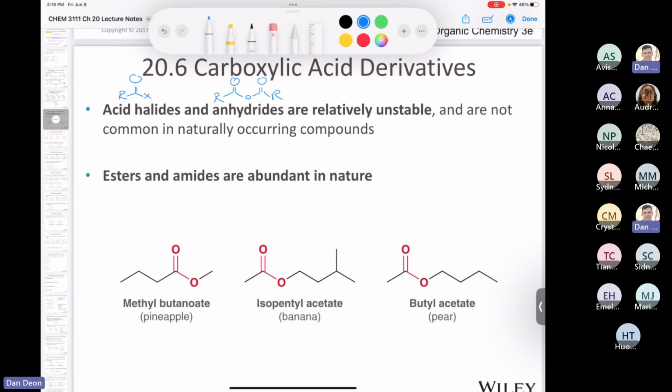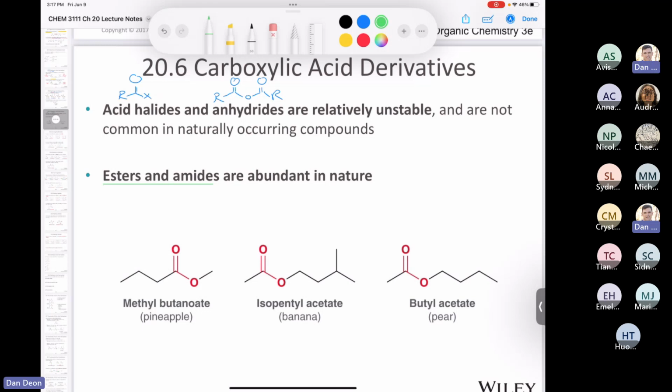However, esters and amides, oh, hot diggity dog, do you ever find those in nature? Everywhere, right? If you like the smell of anything fruity, like pineapples, bananas, pears, cherries, oranges, that will come from an ester. So bananas in here, right? Isopentyl or isoamyl acetate is the same thing.